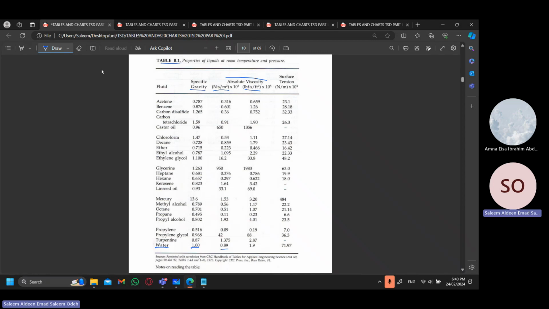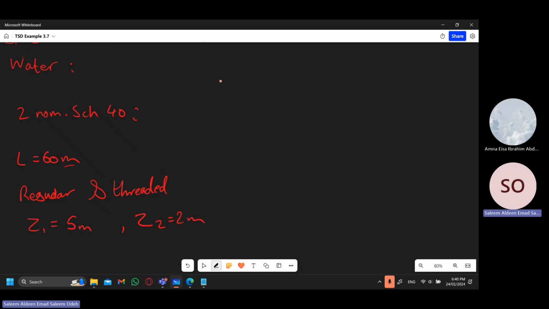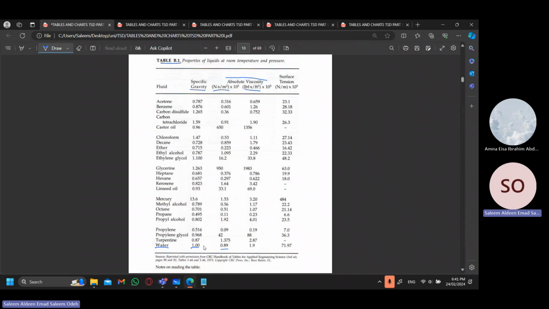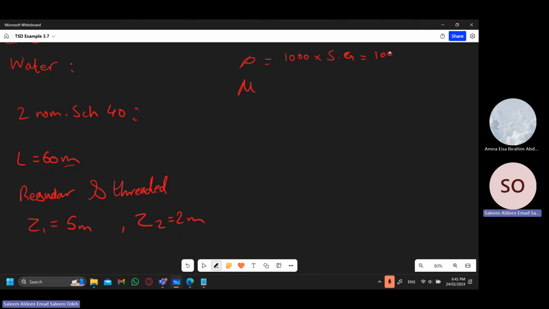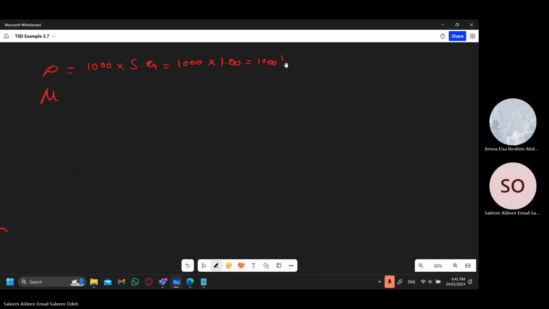Now, in the tables, they gave us the specific gravity and the absolute viscosity. What we want out of them is the density and the viscosity. To get the density out of specific gravity in metric units, it is 1000 multiplied by the specific gravity. In the table, it tells us that water's specific gravity is 1.0. So that means it's 1000 multiplied by 1.0, which equals 1000 kilograms per meter cubed.